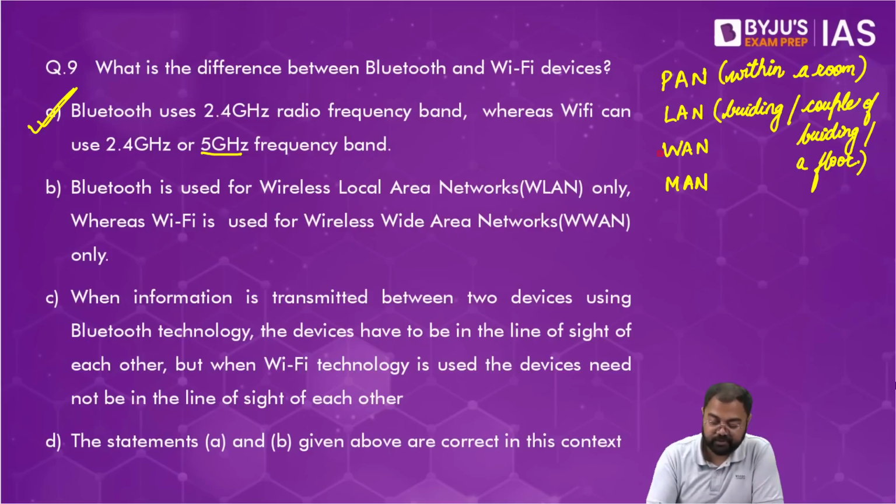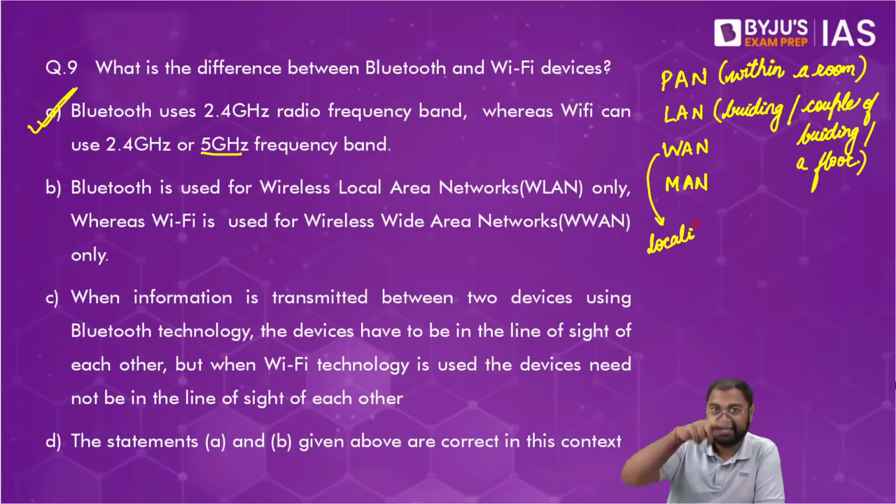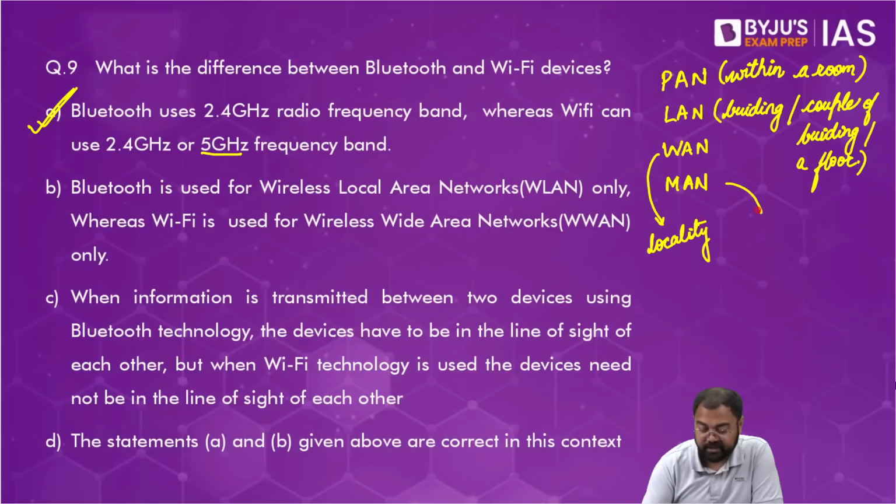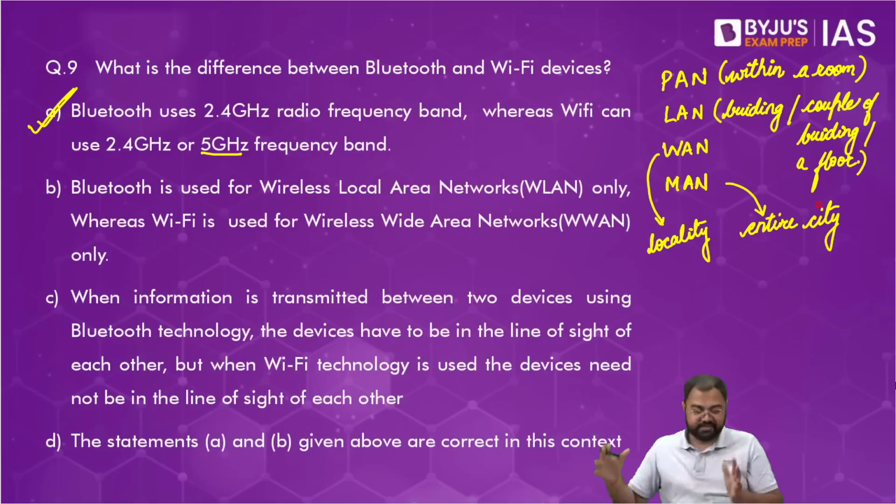Wide area network could be more about a locality or some kind of area, so an area inside a city. That will be wide area network, and metropolitan area network can cover the entire city. So this is how, range wise, these are arranged.